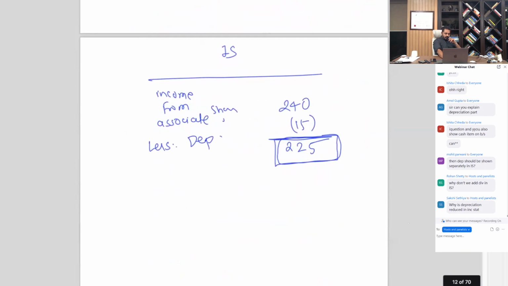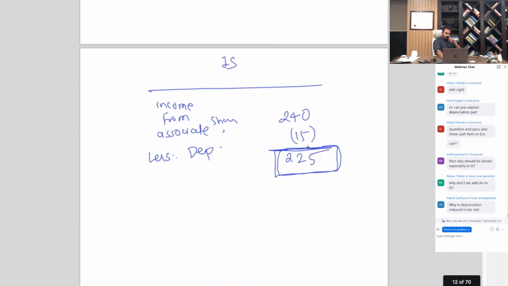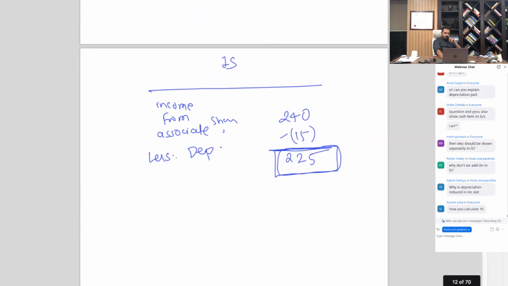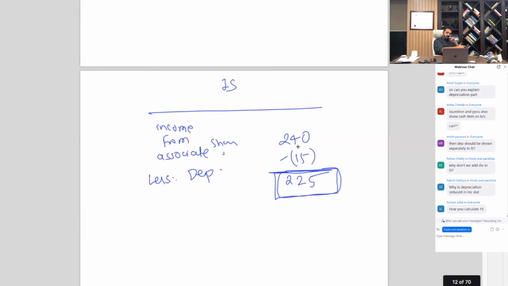Why is depreciation reduced in the income statement? It is because my net profit coming from my associate is 225, because I have to account for that 15 of depreciation, which is on the associate's asset. Why don't we add dividend on the income statement? It is because I'm adding profit directly. Adding dividend would amount to double counting. See, dividend is some part of that profit, no?